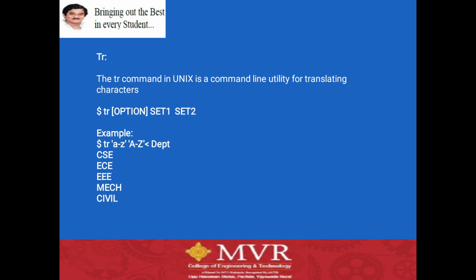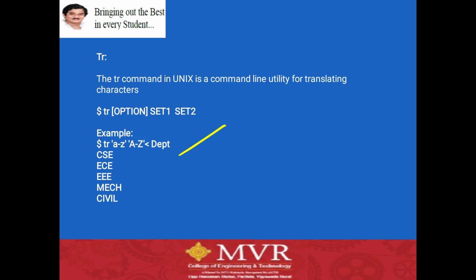Then the tr command. tr stands for translate. As in MS Word we have an option to convert the given lowercase to uppercase, and similarly uppercase to lowercase by a simple clicking option, here also in Unix there is a command known as tr, which is nothing but the translate command. It can be used to convert any given lowercase to uppercase or any uppercase to lowercase. The syntax is very simple: tr set1 set2.